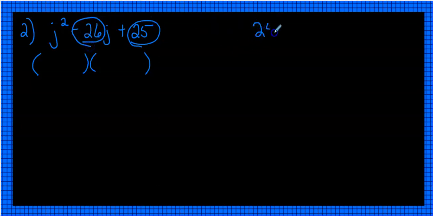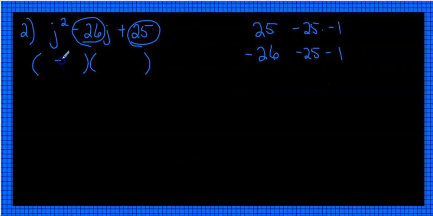And I'm not going to go through these for every problem, but I'm going to go through it for this first one. I need a factor pair for 25, and it can be positive or negative numbers, that when I combine them, I get negative 26. Well, negative 25 times negative 1 would give me positive 25, and negative 25 plus negative 1 will give me that negative 26. So these are the things that go in the parentheses.